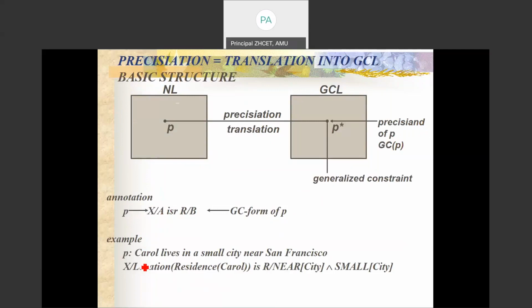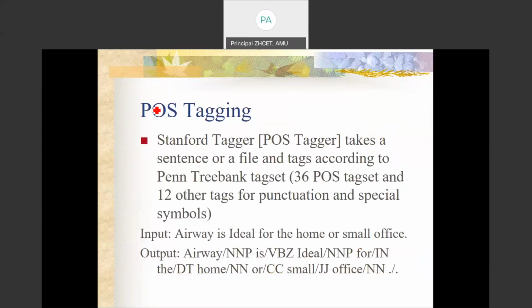Let us take an example. Karen lives in a small city near San Francisco. How can I put it in the protoform? I can say X is the location of residence of Karen. This whole part will be X, the location of residence of Karen, and this all becomes A. So it is the X is A form. That is why I'm saying X is A or X is R A, whatever. Near San Francisco, which is also a small city, right? This is how I'll translate it. So let us see how I do it. First of all, I'll have to do part of speech tagging.